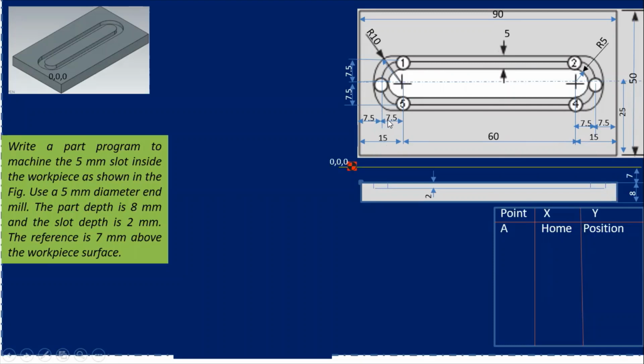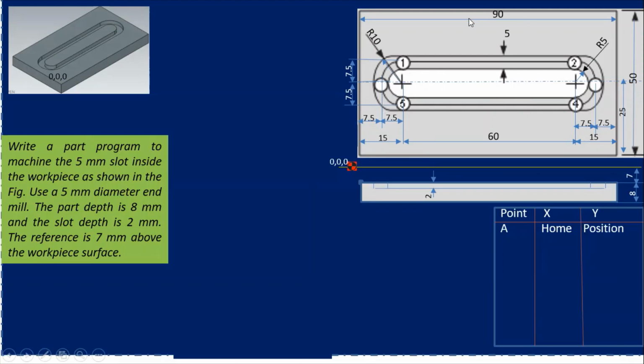Second, you have to find this distance. Because whenever we find coordinates, we need them from the center of our end mill cutter. For that, 15 divided by 2 is 7.5. So from this center to the left edge of the component is 7.5. Like that here also we have found 7.5. This 7.5 was not given, so I have calculated it.